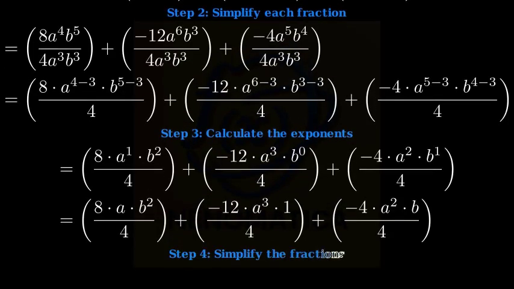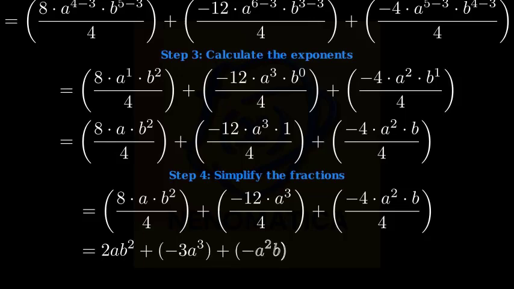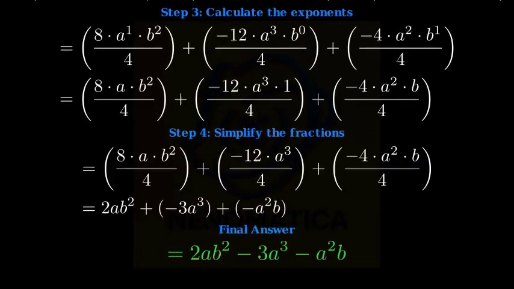8ab squared divided by 4 equals 2ab squared. Negative 12a cubed divided by 4 equals negative 3a cubed. Negative 4a squared b divided by 4 equals negative a squared b. So our answer is 2ab squared minus 3a cubed minus a squared b. Therefore, the simplified form of our second expression is 2ab squared minus 3a cubed minus a squared b.